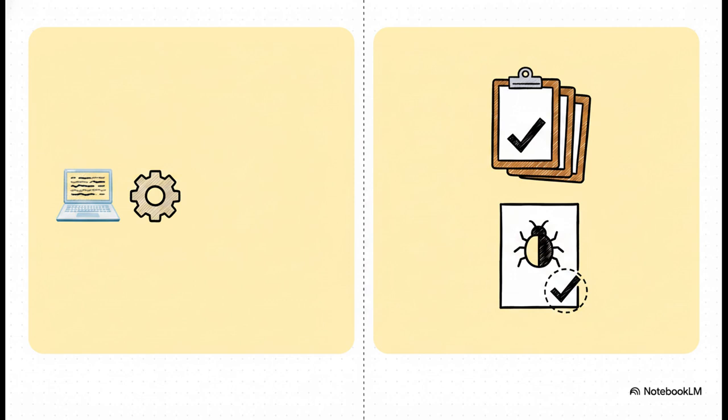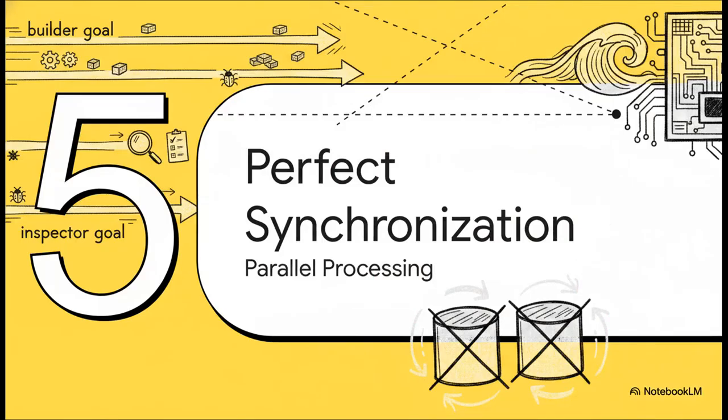And because they have such drastically different goals, what they actually produce looks totally different too. In the SDLC, a developer's primary deliverable is the source code and the application itself. Pretty straightforward, right? But in the STLC, a tester is handing over test plans, test scripts, detailed bug reports, and a final test summary report that officially gives the go or no-go for release. Let's jump to Section 5, the perfect synchronization.